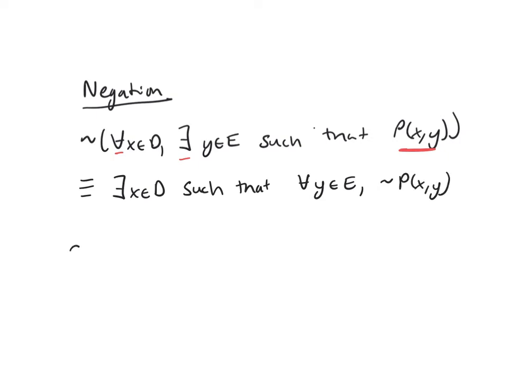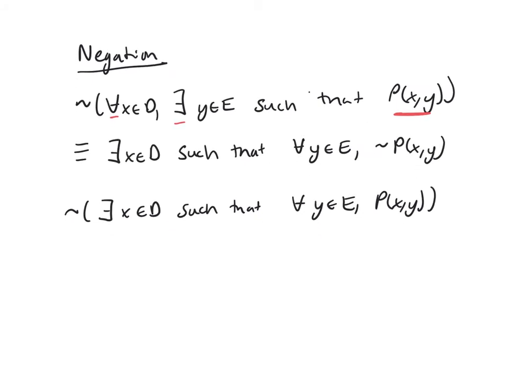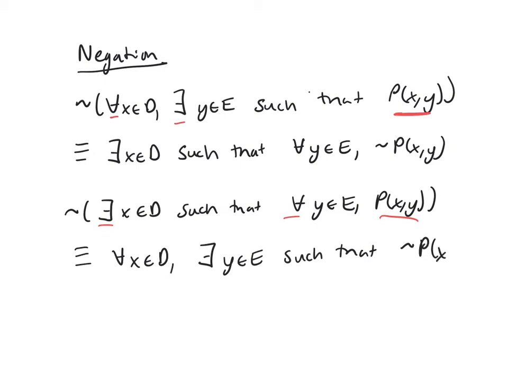And you do something similar if they're in the opposite order. There exists an X in D such that for all Y in E, P(X, Y). When you negate this, you flip your quantifiers. So for all X in D, then you're going to negate the universal, so it becomes existential. There exists a Y in E such that, and then negate your predicate, not P(X, Y).